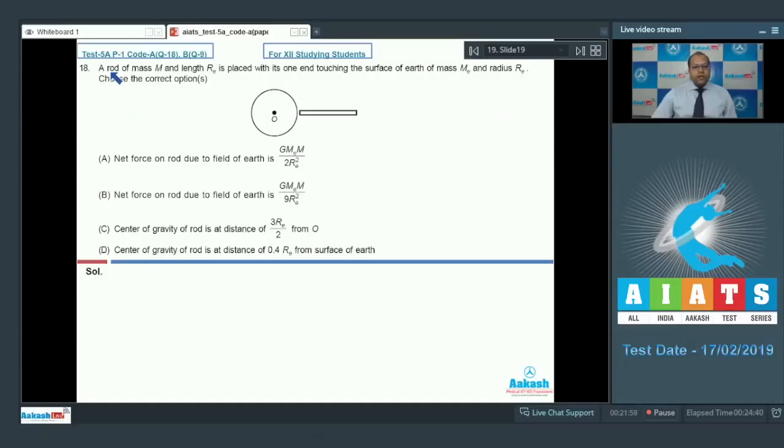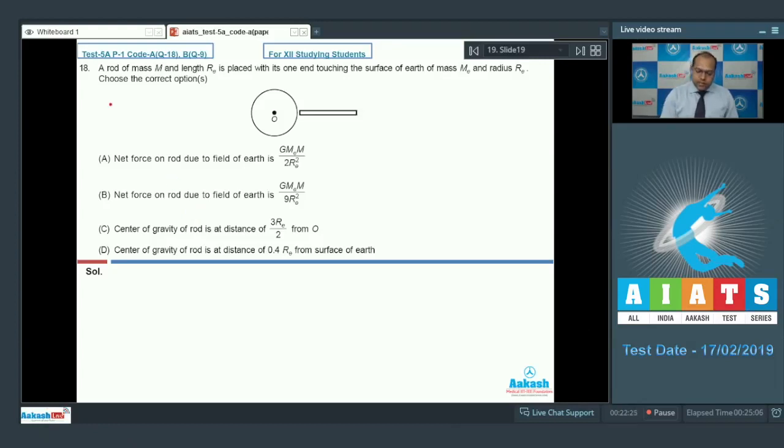In question number 18, a rod of mass m and length Re is placed with its one end touching the surface of earth of mass Me and radius Re. Choose the correct options. So in option A and B, we have to find out what is the net force experienced by the rod due to the field of earth.